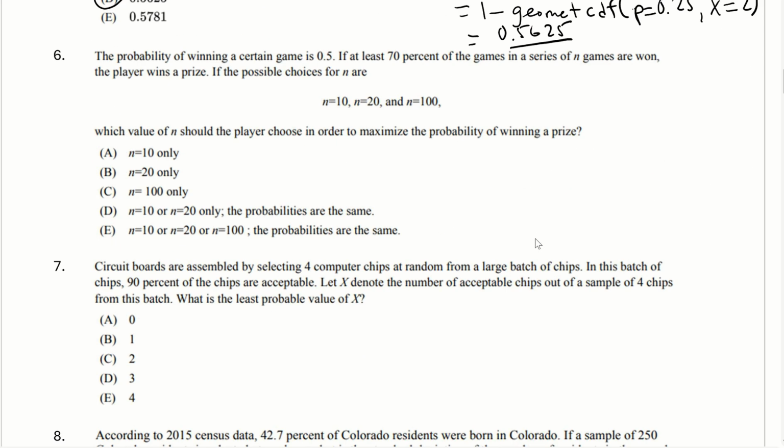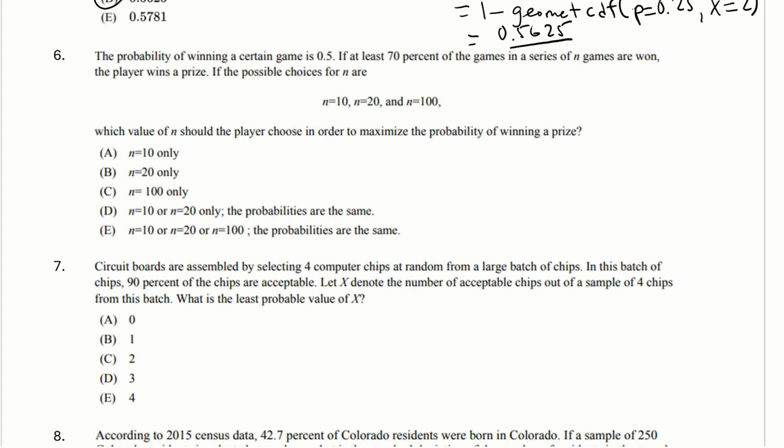All right, so let's look at number 6. The probability of winning a certain game is 0.5. If at least 70% of the games in a series of n games are won, the player wins a prize. If the possible choices for n are given, which value of n should the player choose in order to maximize the probability of winning a prize?